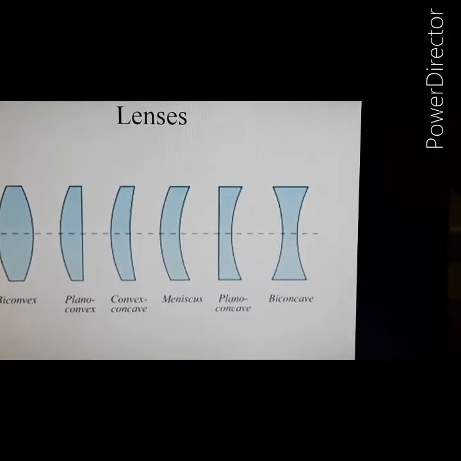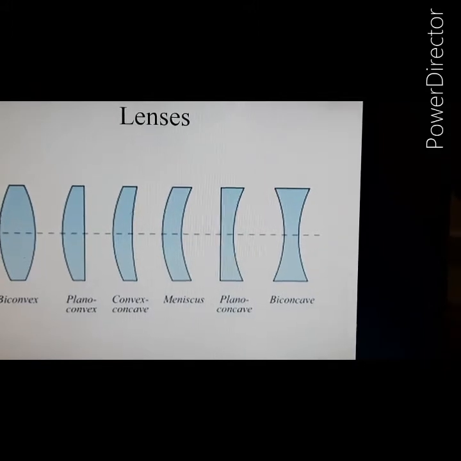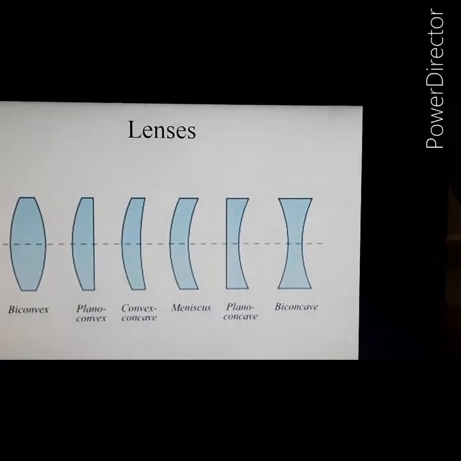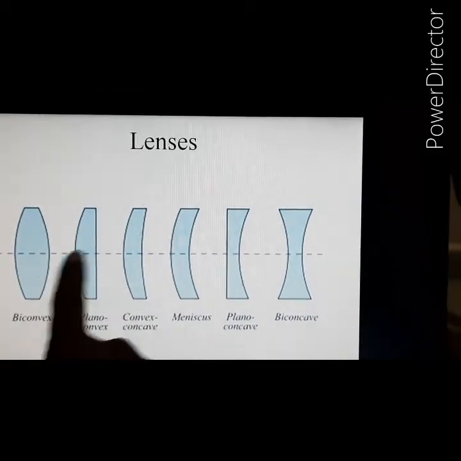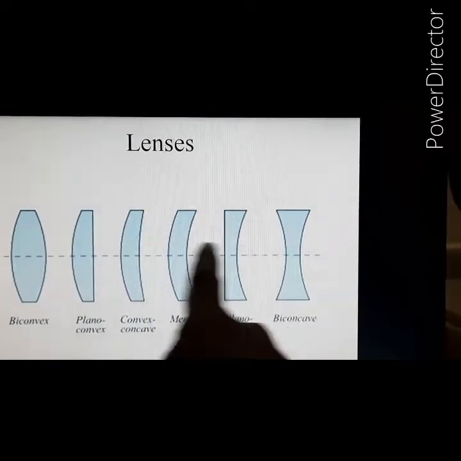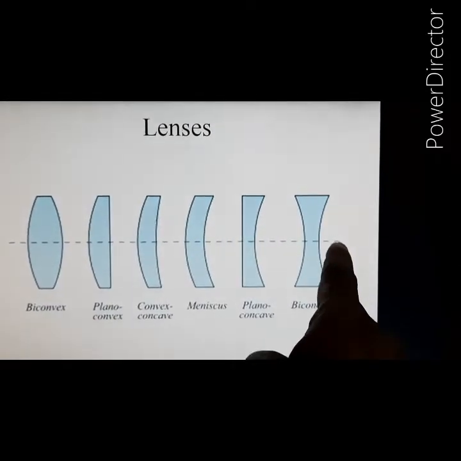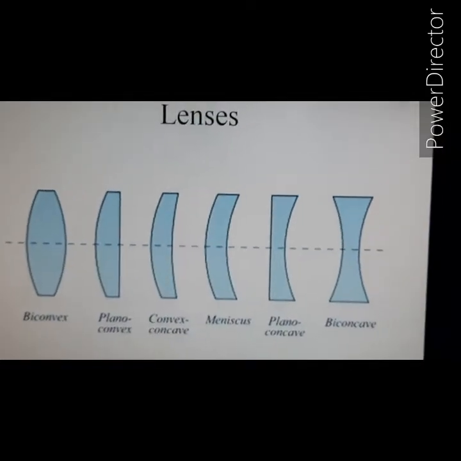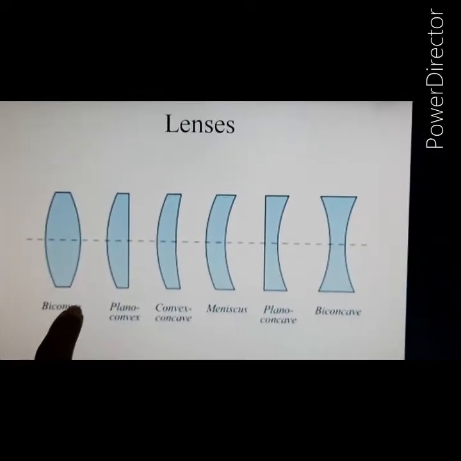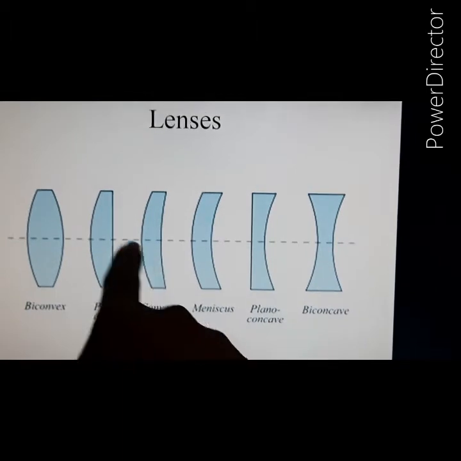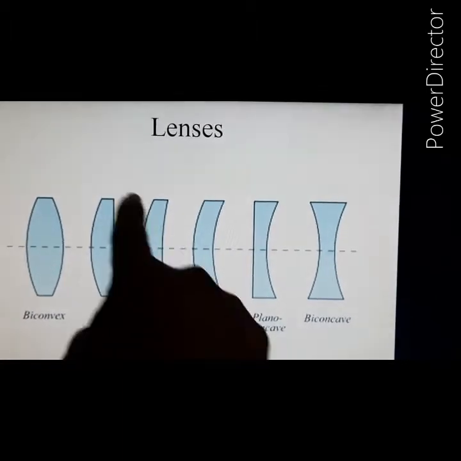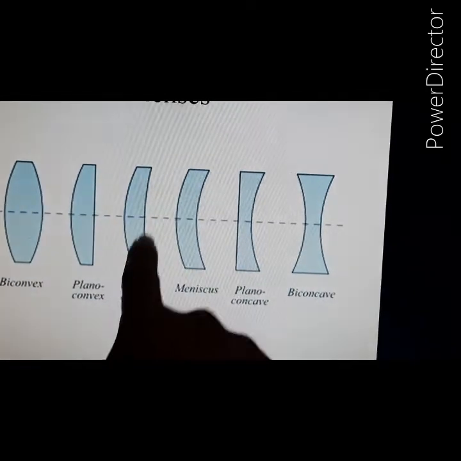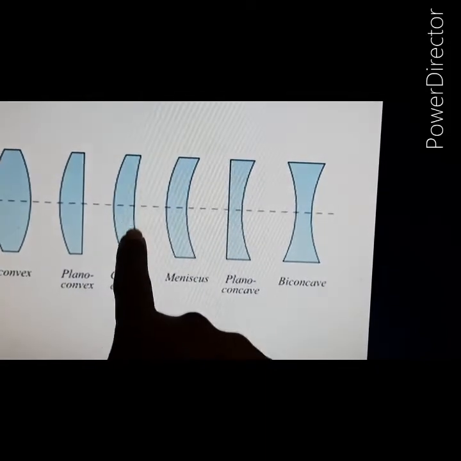So the next topic is lenses. These lenses are also transparent mediums which contribute to the phenomenon of light refraction. You can see here different lenses, made by human beings in different shapes depending on requirement. Here, this is a biconvex lens, with both sides curved. This is a plano-convex lens, where one side is plane and the other side is a convex surface. And this is a convex-concave lens, with a slightly convex surface and a concave surface.